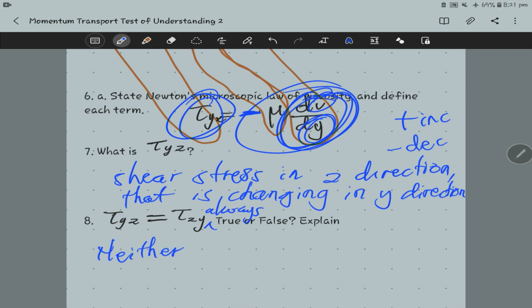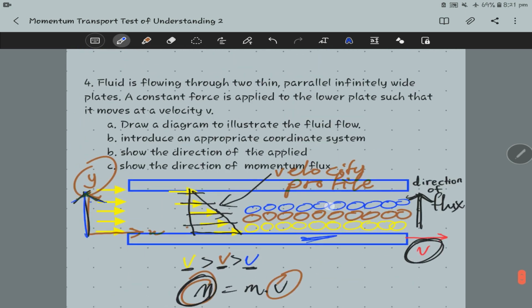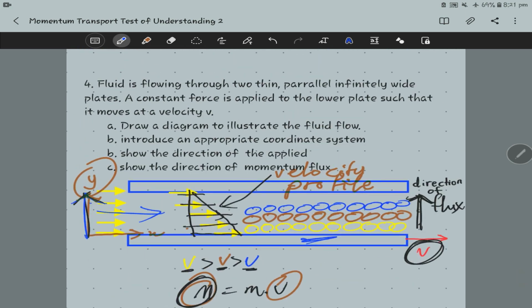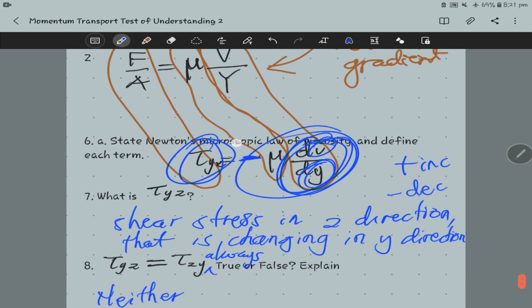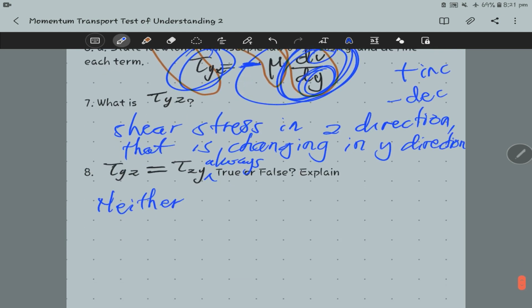If you have a system where the fluid is flowing, looking at this one for instance, we know the fluid is flowing in the X direction, right? But we'll be experiencing the shear stress changing within the Y direction. So that's for this particular system. It's not always the same. It depends on the system, right? Because this one is saying always, the answer will be false. And that's the explanation: it depends on the coordinate system.